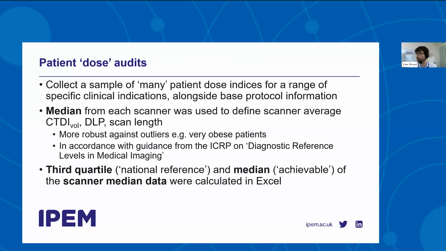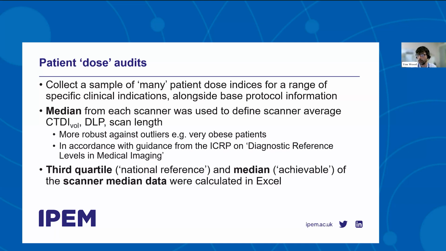And so the idea was very simple. It's just a bog standard patient dose audit that we always do in diagnostic radiology, where you will collect a sample of many patients, as many as you can get, and their dose indices. So these are dose indices, they're not effective doses or anything like that. They're metrics that are usually presented on a scanner that you can then use to benchmark performance. Okay, so we'll collect those for a wide range of very specific clinical indications alongside protocol information, and we'll determine the median from each system. Okay, for each clinical indication, to allow us to compare between different systems, different centres.